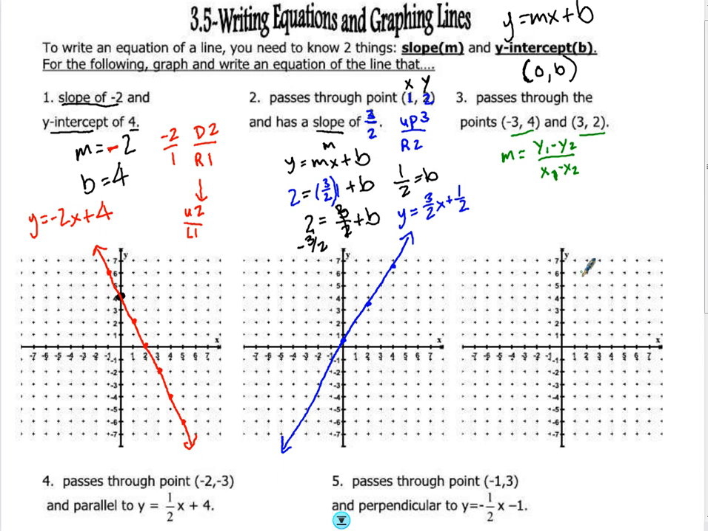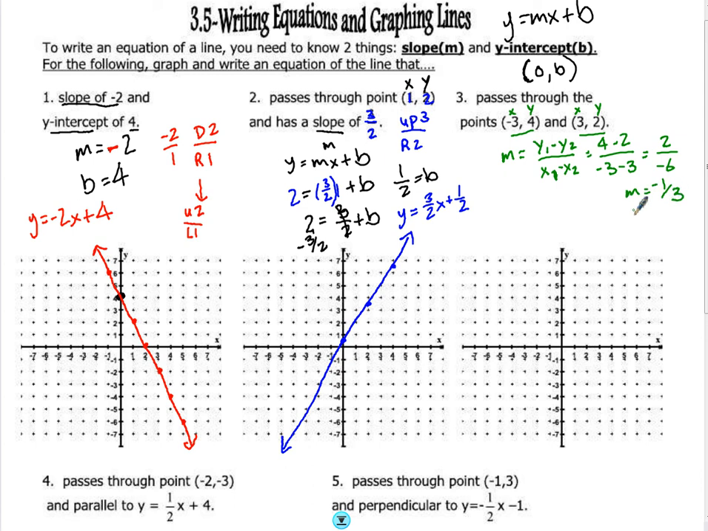So the first thing I'm going to do is look at my x's and look at my y's, and I'm going to subtract the y's. 4 minus 2, and negative 3 minus 3. 4 minus 2 is 2. Negative 3 minus 3 is negative 6. So my slope here is going to be negative 1/3.